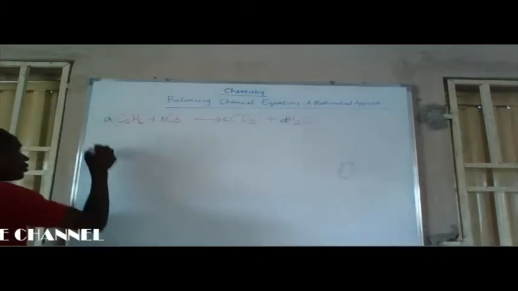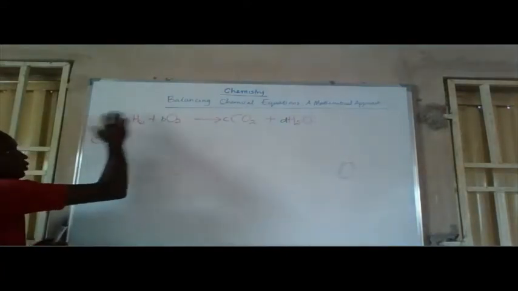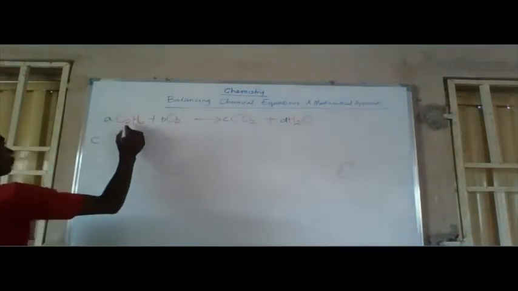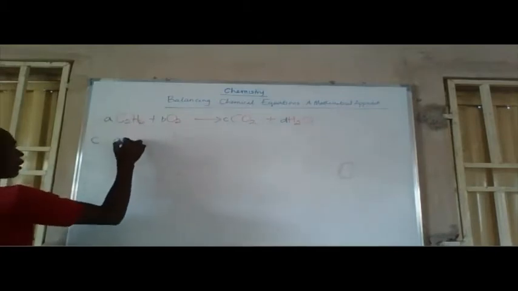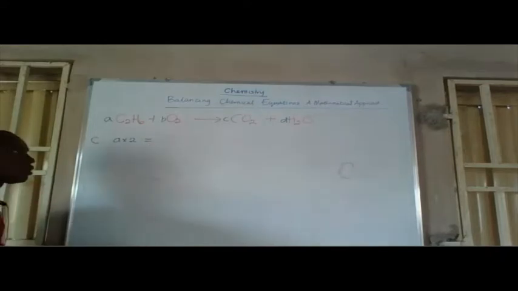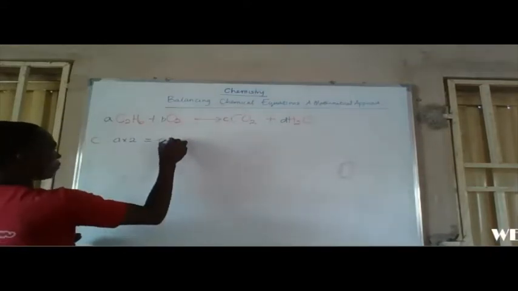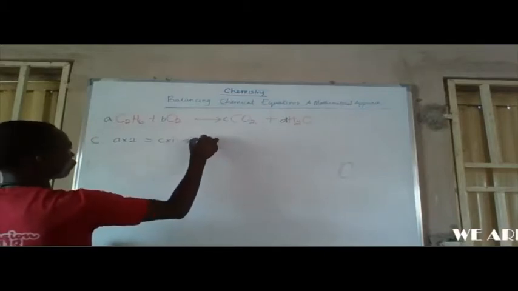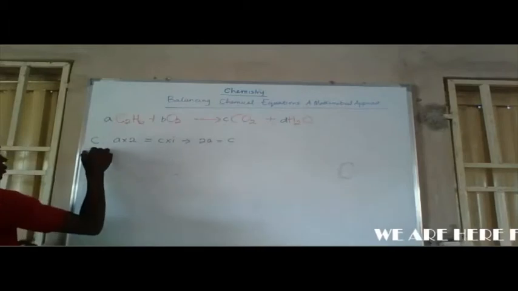First and foremost, carbon. The total number of carbon on this side must be equal to the total number of carbon on this side. You have 2 times A, so basically you have A times 2. That should be equal to the total number of carbon on the other side, C times 1. This equation simplifies to 2A is equal to C. Keep that in mind as your first equation.